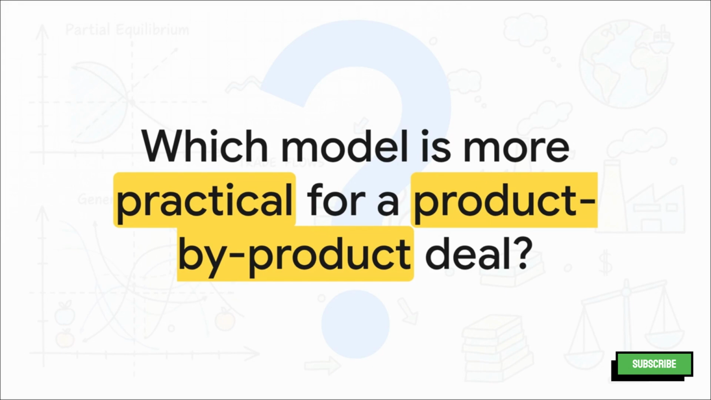Okay, let me leave you with one final thought to chew on. Real-world trade deals aren't just one big decision. They're negotiated product by product by product. So think about that. If you're a negotiator in the room, what's actually more practical? A massive, super complex general equilibrium model that tries to account for everything? Or the simple, focused, transparent power of a partial equilibrium analysis that gives you a clear answer for the one product you're fighting over right now?